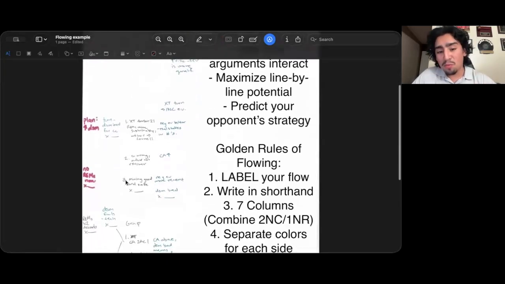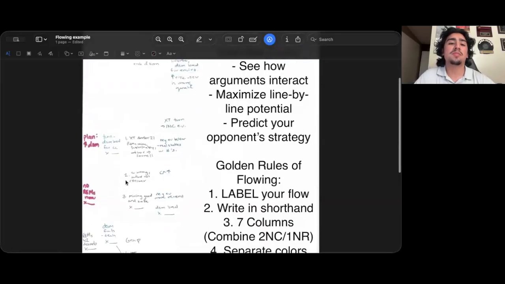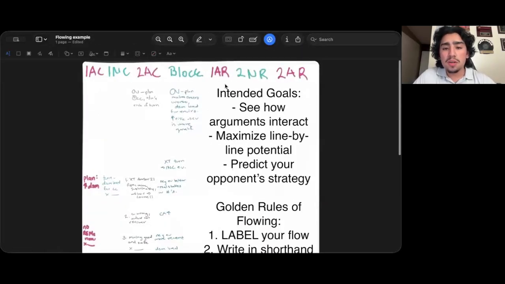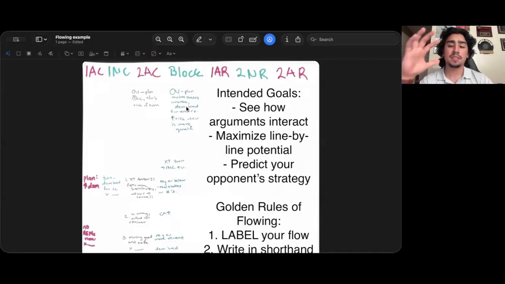This is my bad, but one more golden rule that I want you to keep in mind is what I want you to notice: at the top of every flow, there's about a third of the column empty for the 1AC, 1NC, and then it starts getting filled up for the 2AC and the block. And then if the debate were to progress, the 1AR, 2NR, and 2AR would have the same third of the top space of the flow empty.